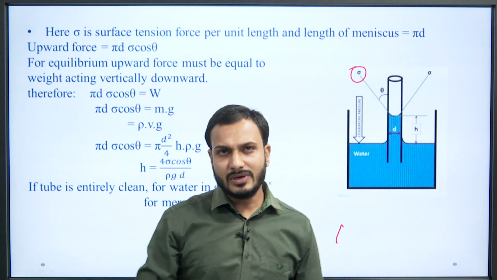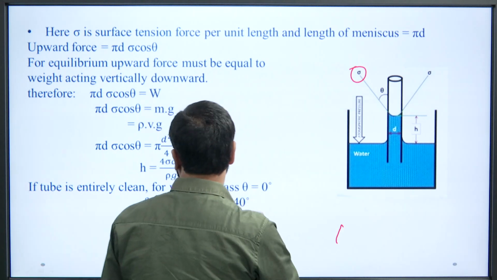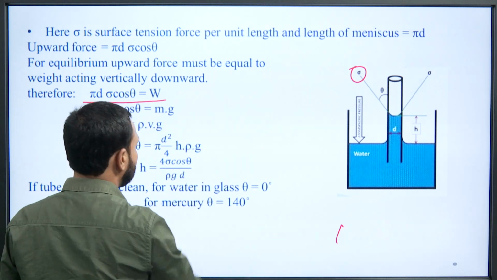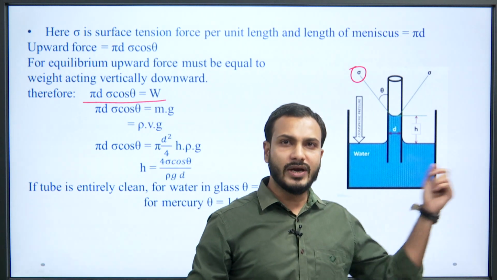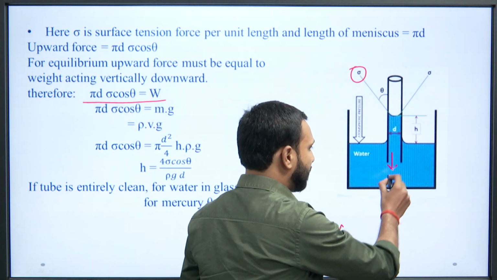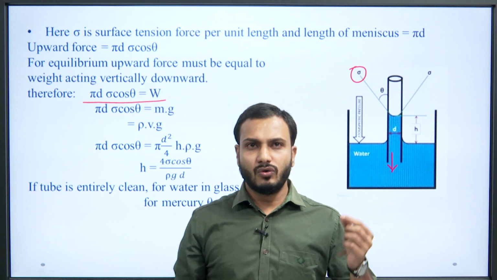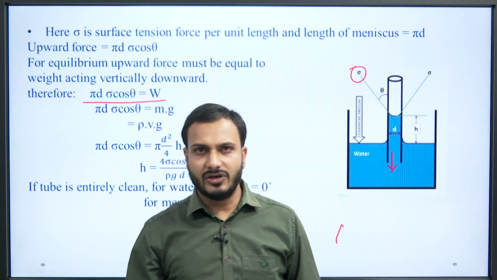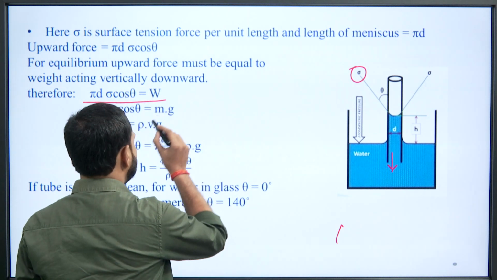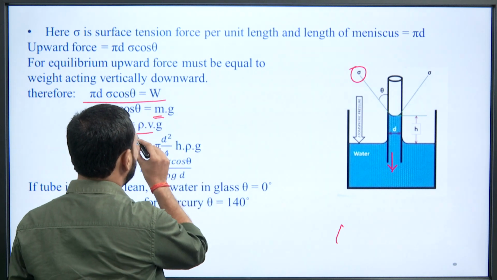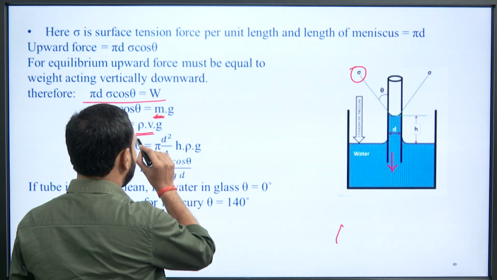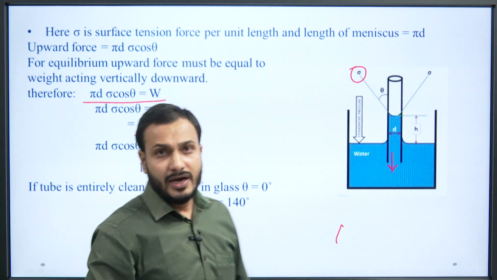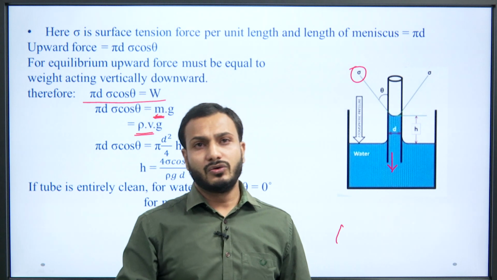Now, for equilibrium, as we all know, the upward force must be equal to the downward force, and the downward force is the weight of the liquid, which acts in the outward direction. So, the weight of the liquid will be mass into acceleration due to gravity. For the mass we can write rho into V, density into volume, multiplied by the acceleration due to gravity.